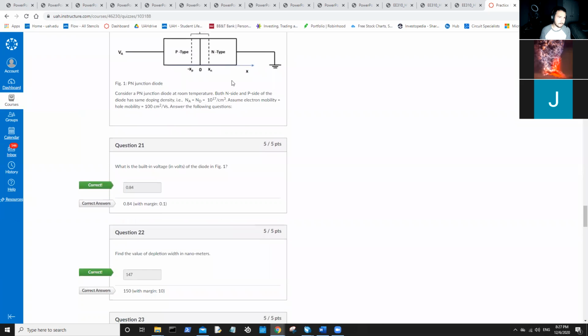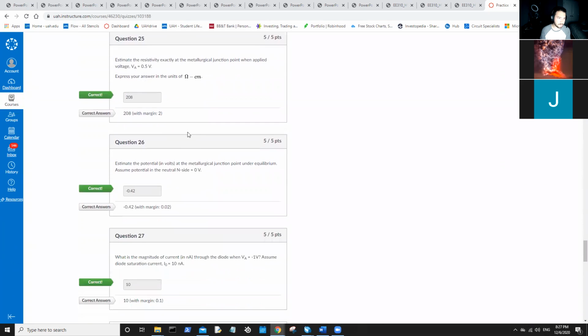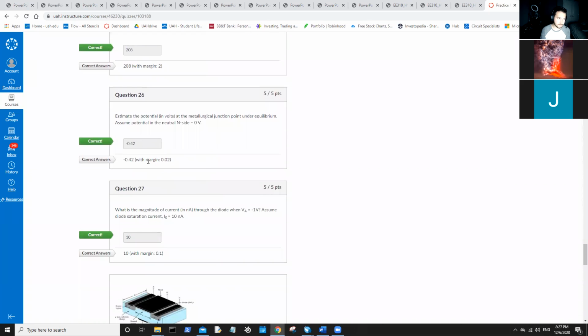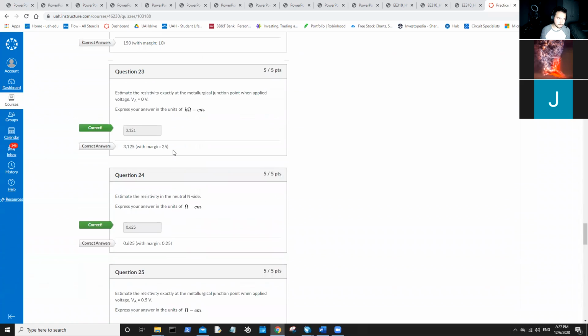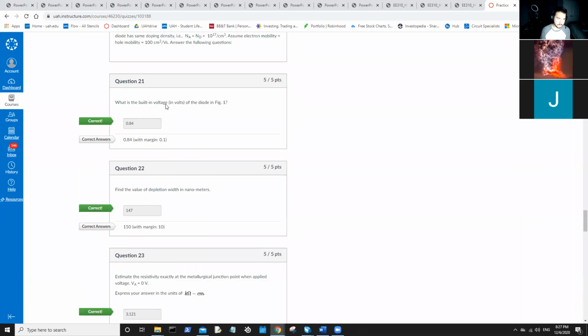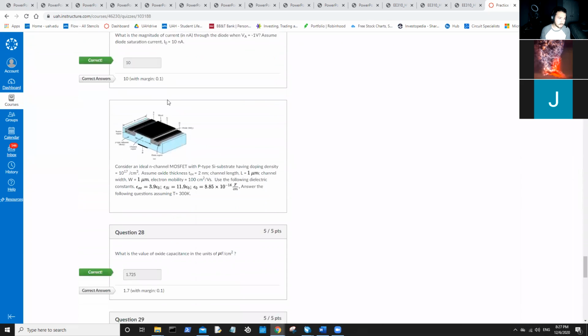So all of these were correct. Now we go to the PN Junction, everything on the PN Junction is 100% correct. All the explanations and formulas I used and methods I told you is exactly how you want to solve these questions. So keep that in mind. Now let's look here. This is what I'm interested in.